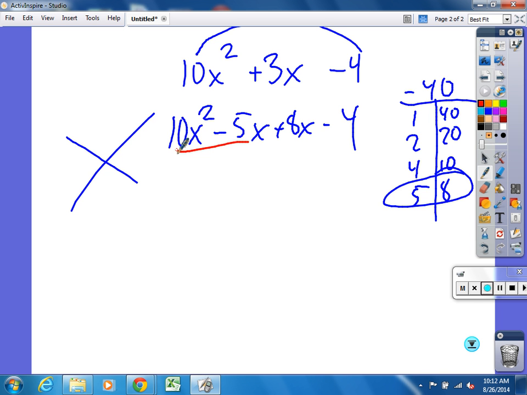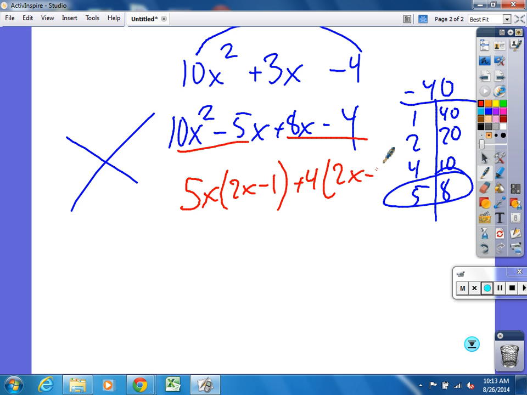What do the front two guys have in common? The front two have a 5x, right? I'm left with a 2x minus 1. Everybody good there? What do these guys have in common? Positive 4. Always look at the third term. If he's positive, you're going to pull out a positive. If he's negative, you'll pull out a negative. Positive 4, 2x minus 1.